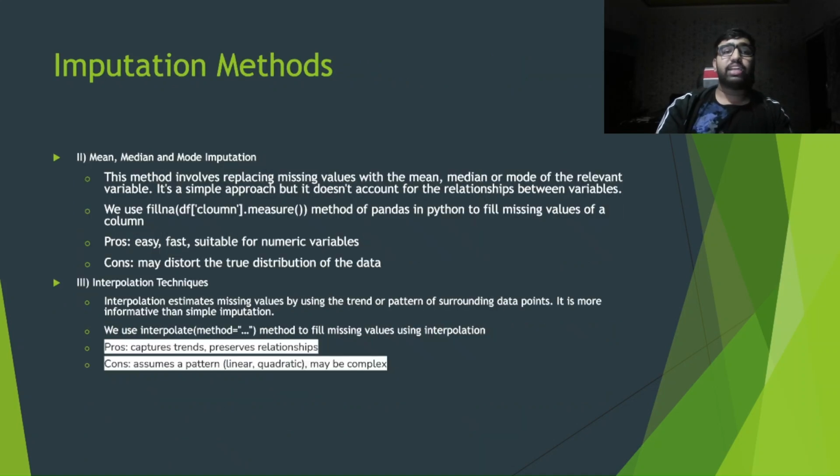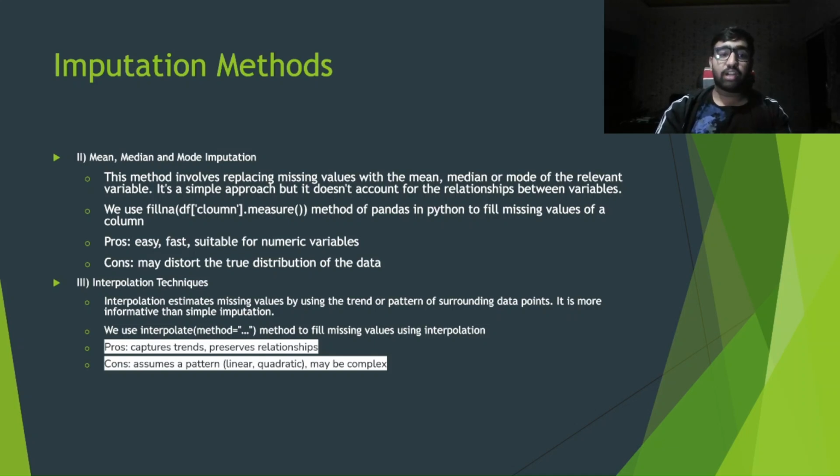Second, imputation methods: mean, median, and mode imputation. This method involves replacing missing values with the mean, median, or mode of the relevant variable. It's a simple approach, but it doesn't account for the relationships between variables. We use the fillna method, df[column].fillna(measure), of pandas in Python to fill missing values of a column. Here df refers to the data frame, column refers to the column in which we have to impute the mean, median, or mode values, and measure is the statistical measure which could be mean, median, or mode. Its pros are it's easy, fast, and suitable for numeric variables, whereas its cons are it may distort the true distribution of the data.